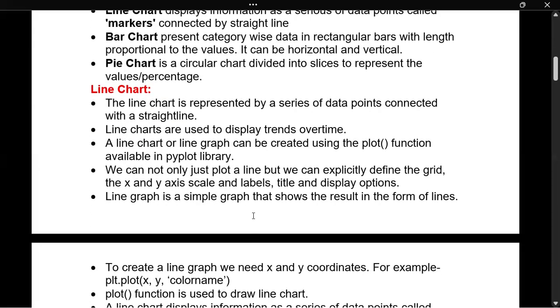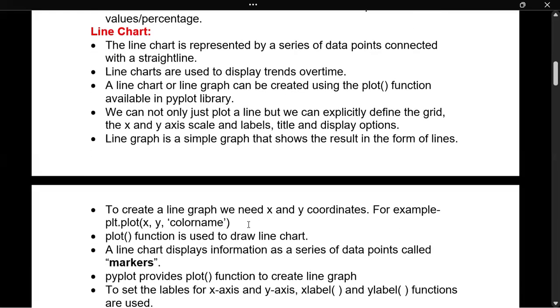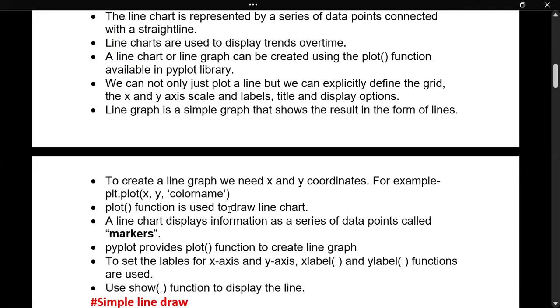A line graph is a simple graph that shows the result in the form of lines. To create a line graph, we need X and Y coordinates. For example, plt.plot(x, y, color name). There are three parameters for plotting the line graph. The plot function is used to draw a line chart. A line chart displays information as a series of data points called markers. PyPlot provides the plot function to create a line graph.